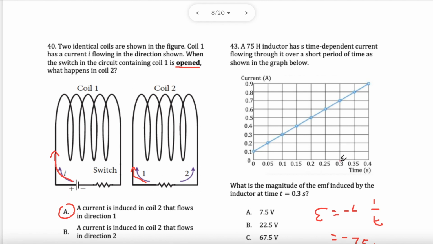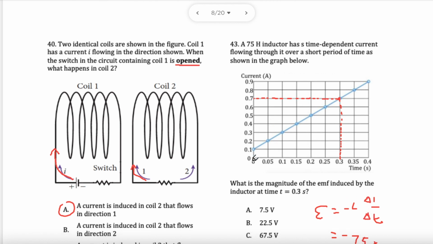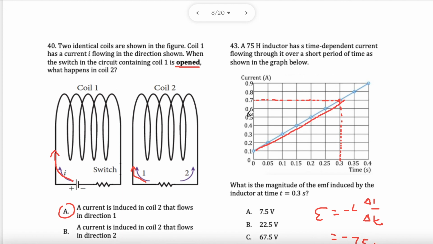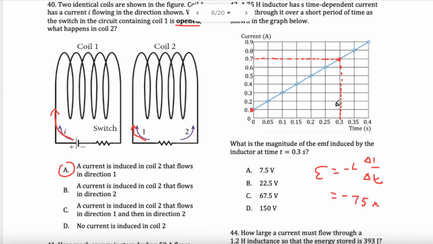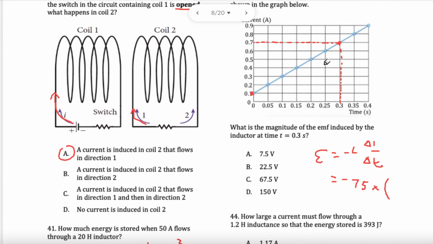So the time is 0.3. You might look at this and think, okay, that's my current at 0.7. You would be wrong. It's the change of current over the change of time, technically speaking. The current didn't start from 0. It's the slope of the graph. You can take the slope of the graph, or you can just realize that I started from 0.1 and finished at 0.7. Final minus initial, right? So you can do that right now.